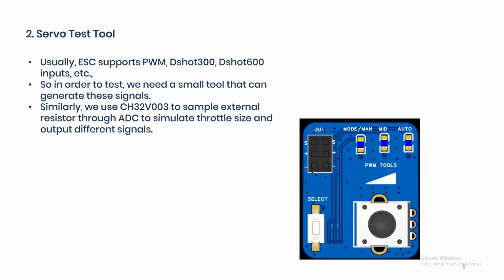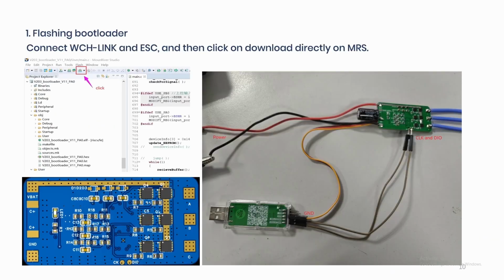Okay, now to prepare our ESC, the first thing we need is something for the output. And to do this, we use the servo test tool. We're going to be using this servo test tool to generate an input signal to the MCU, which will tell the MCU how much throttle it should produce to the motor.